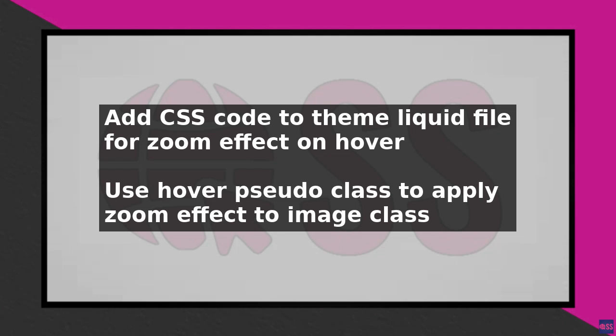In the code editor, open the theme.liquid file and add the following CSS code to the bottom of the file. This code will create a zoom effect on the image when you hover over it. The CSS code uses the hover pseudo-class to apply the zoom effect. Make sure to replace the image class with the actual class of the image you want to apply the zoom effect to.